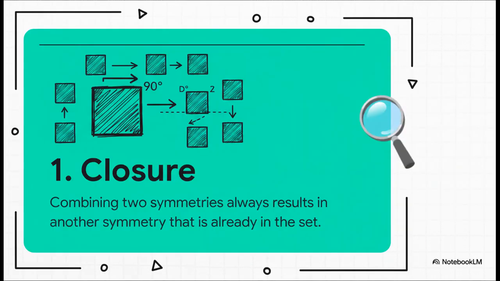First up, closure. This one's simple. It just means that if you combine any 2 of your symmetries, the result you get is also one of the original 8 symmetries. For instance, rotating the square 90 degrees and then flipping it horizontally gives you the exact same result as just a single flip across one of the diagonals. You can't escape the set. You're always going to land back inside this cozy little club of 8 actions.